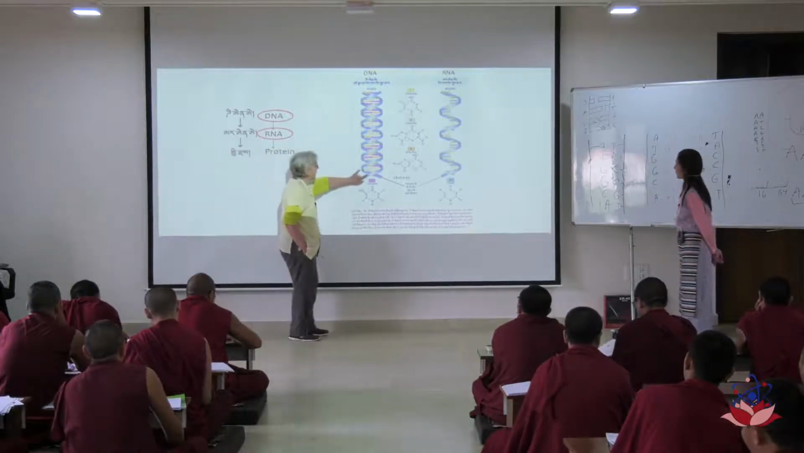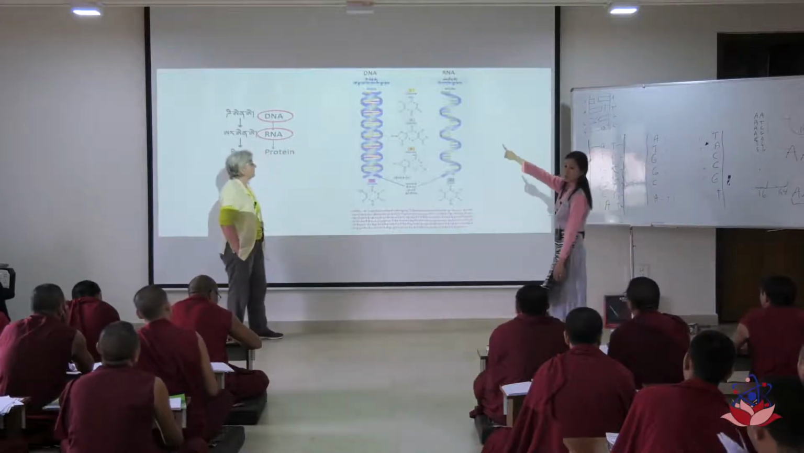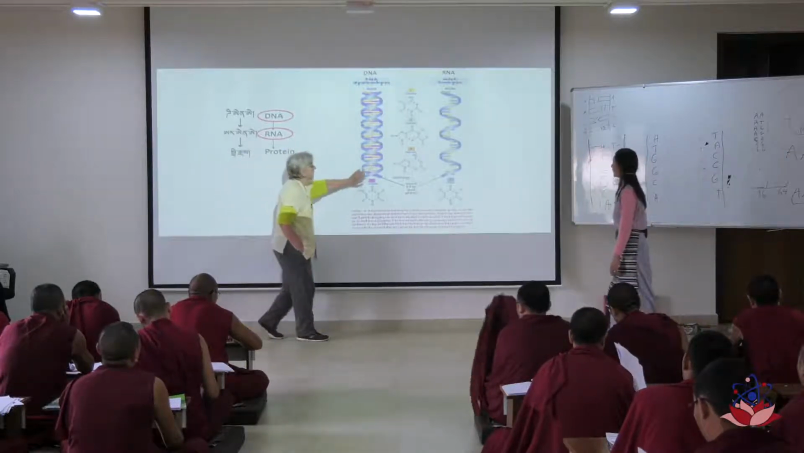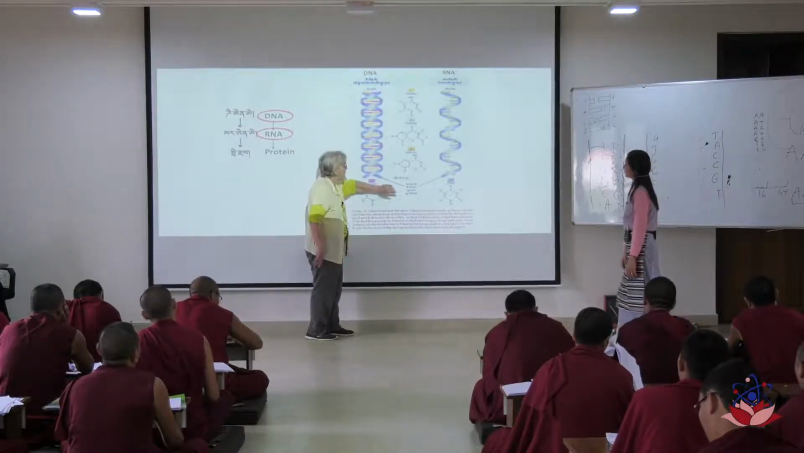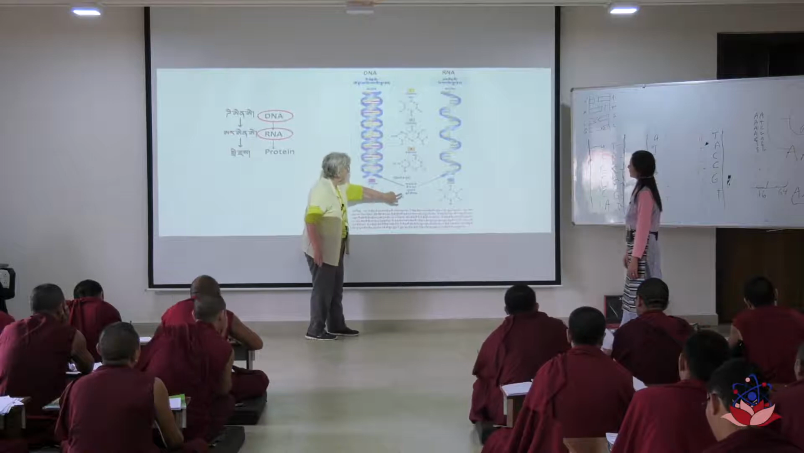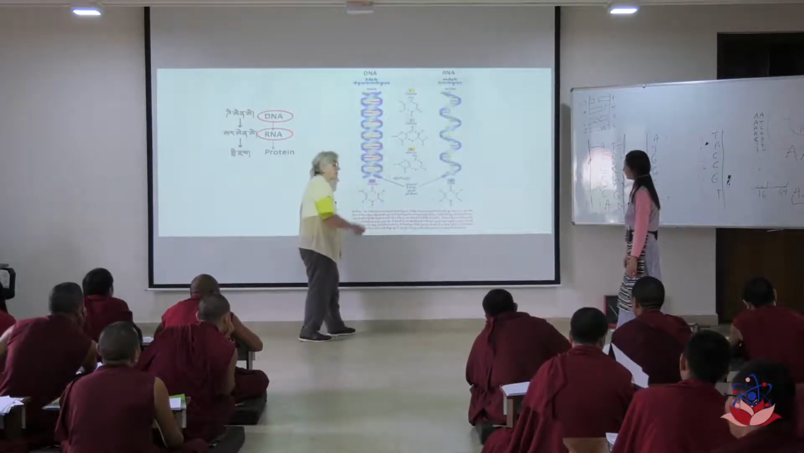Here's our beautiful spiral again of DNA. These are the base pairs, these are the two big bulky ones that can't match up with each other, and these are the two on the DNA that are a little bit more smaller molecule.